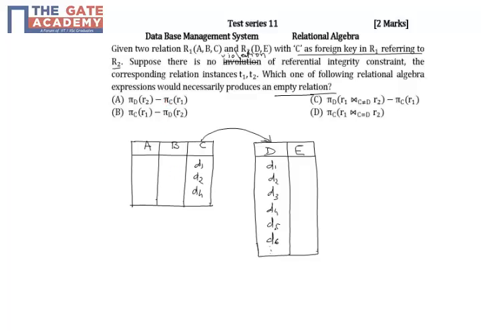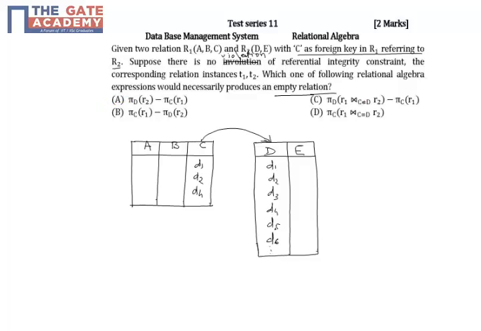In the first relational algebra expression in option A, we get the values of attribute D in relation R2 which are not in relation R1 for attribute C. So we will have D3, D5 and D6 in our example. So this relational algebra expression will not result in an empty relation. Thus option A is wrong.